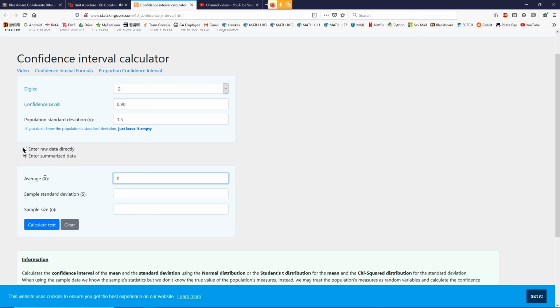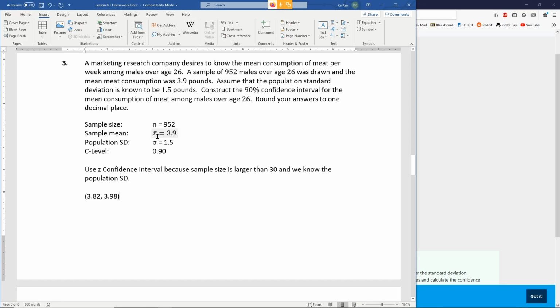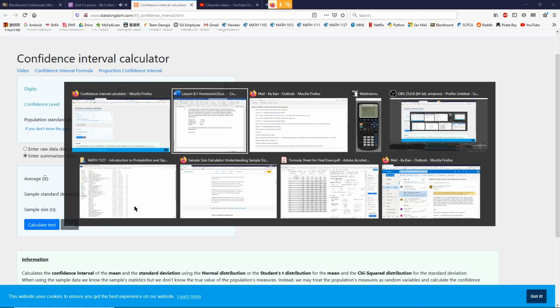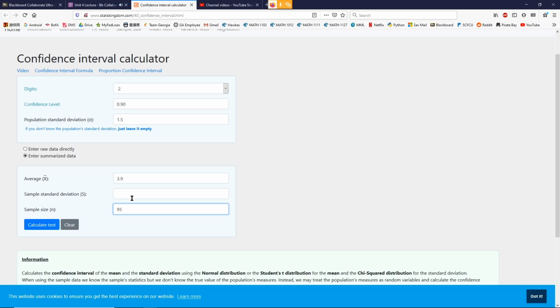Now look at these two here. Enter raw data and summarized data. Summarized data is the sample statistics. It's basically what we have right now. They give you the mean and the standard deviation and all. The sample mean is 3.9. We don't know this one, so let's ignore that. The sample standard deviation, we don't need it. Why? Because we have 1.5, so we don't need it. What's the sample size? 952.